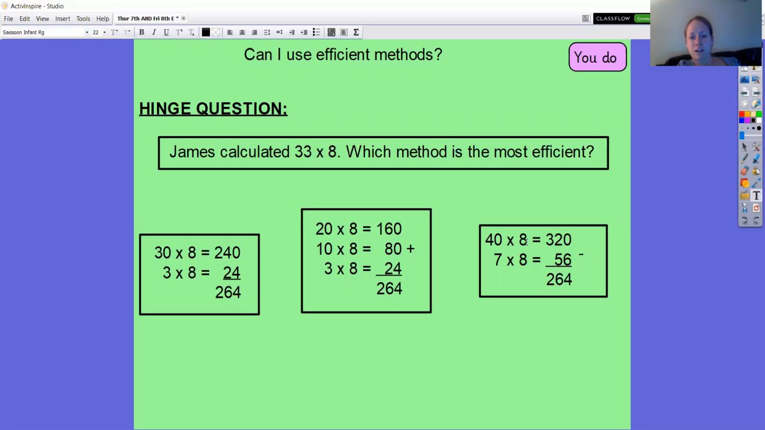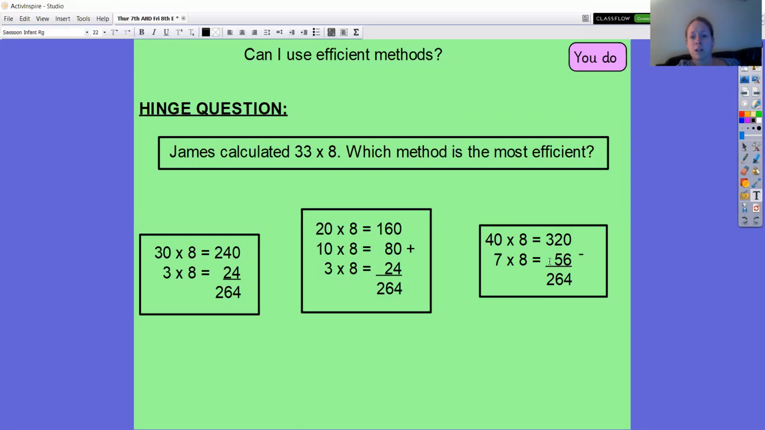So I don't think this one's very efficient because it's doing 40 times 8, and then you have to take off 7 times 8, and that's quite a difficult sum, and it's quite a long sum. I just think that 40 isn't that close to 33. If anything, you could have done 30 times 8 and then added an extra 3 maybe.